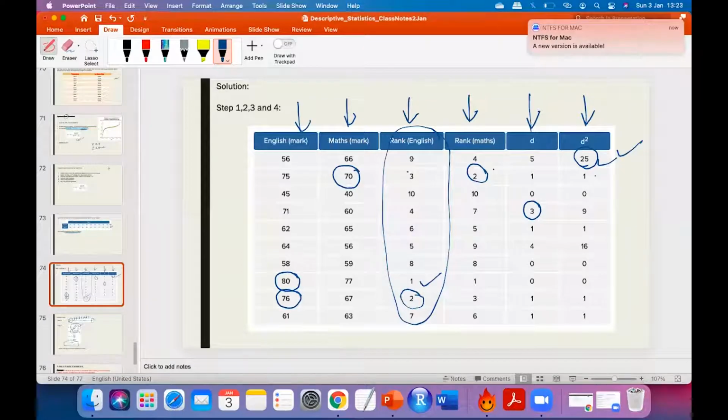You can take the rank of the least as 1 also. Can any one of you tomorrow give me the result if you take the lowest marks as rank 1? You will come to the conclusion that the Spearman rank correlation comes out to be the same. So what does that mean?